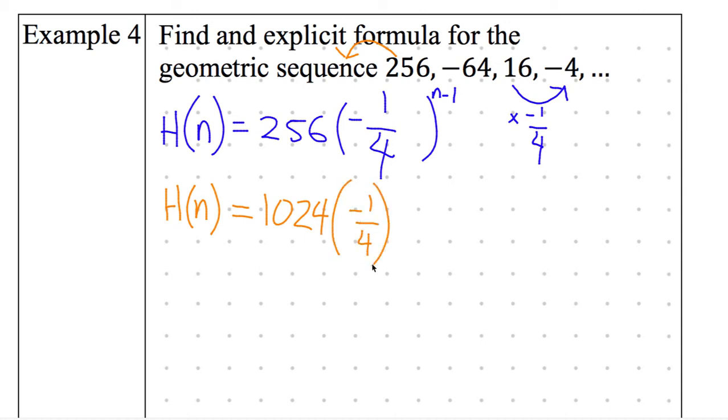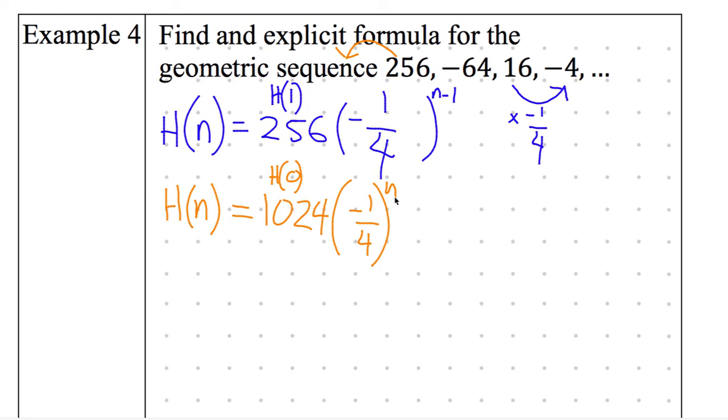And now instead of doing n minus 1, it's now going to be... So this 256 here, that was h of 1. And because we had a 1 here, h of 1, we had to do n minus 1. So if I'm using the 0th value, this is now h of 0. Now it's going to be n minus 0, so it's just n.